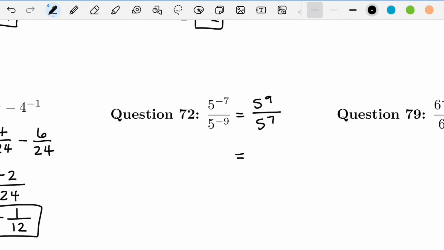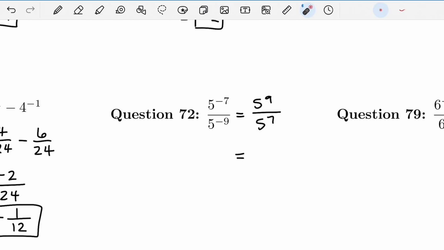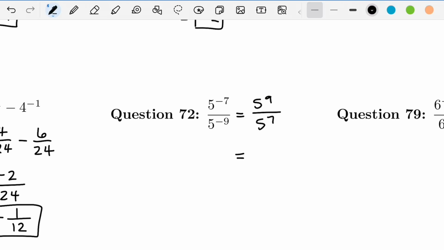Now here we can use our quotient rule for exponents. When we have an exponential expression of this form, we're just going to subtract the exponent. So this will be 5 to the power 9 minus 7. So this will be 5 squared, which is the same as 25.